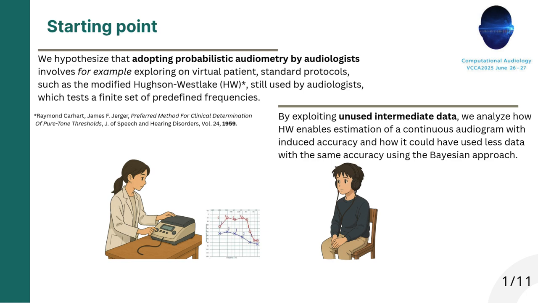We begin with the hypothesis that adopting probabilistic audiometry by audiologists could involve, for example, exploring standard protocols on virtual patients. One such protocol is the modified Hughson-Westlake method, which is still widely used today and relies on testing a finite set of predefined frequencies. By leveraging unused intermediate data, we analyze how this method can actually allow estimation of a continuous audiogram with reduced accuracy loss, and importantly, how a Bayesian approach could have achieved the same level of accuracy using less data.